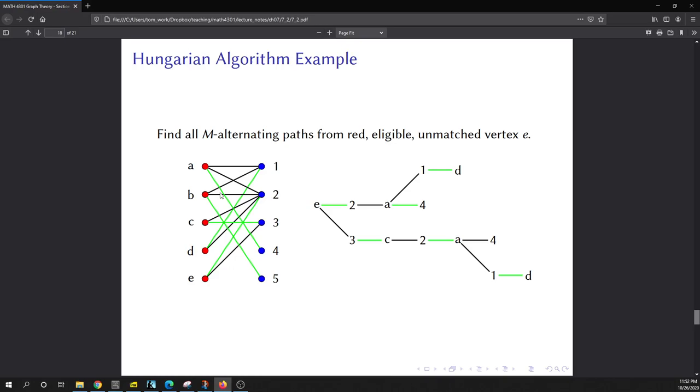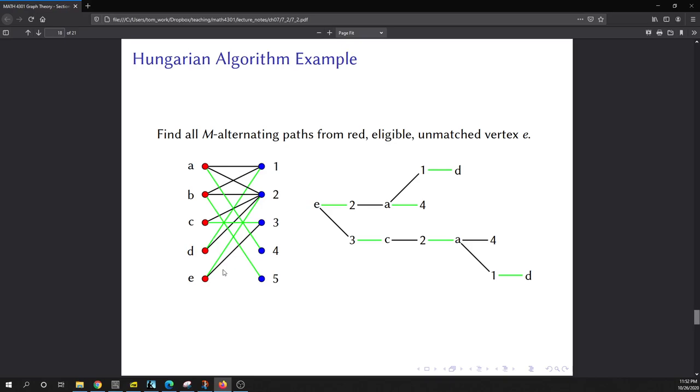All right. And then now I can see that there are no red eligible unmatched vertices left after that. All of them. And so this is a maximum matching.